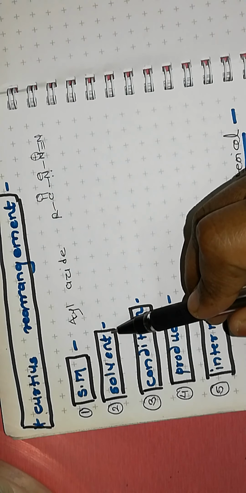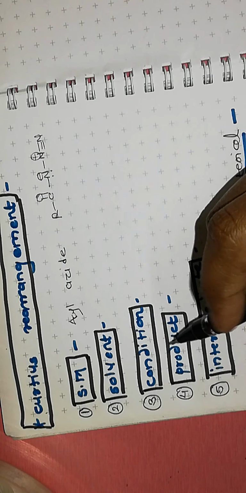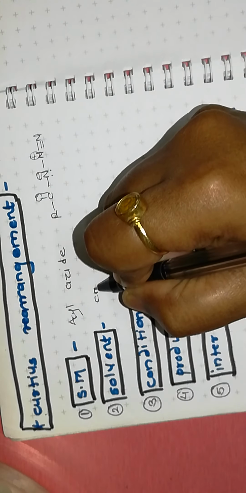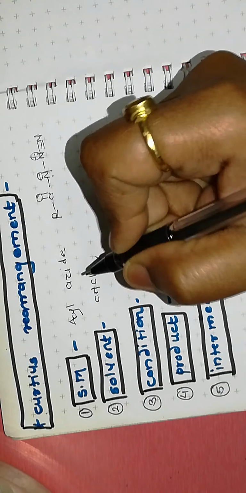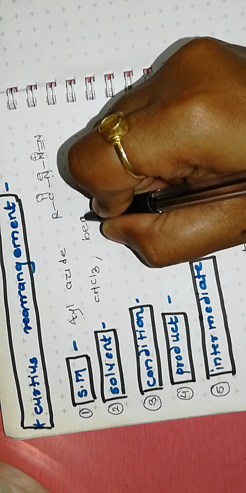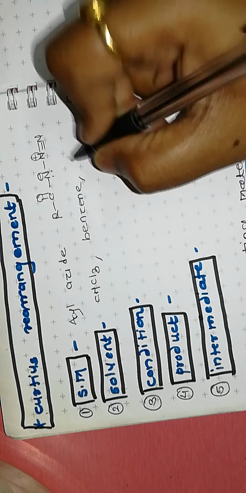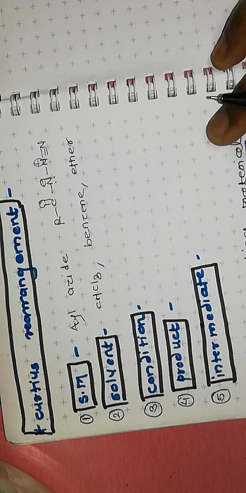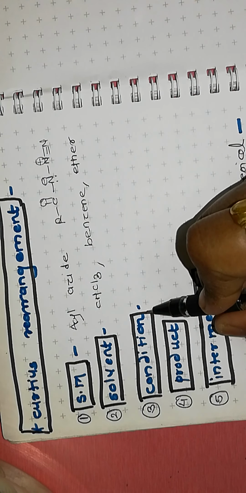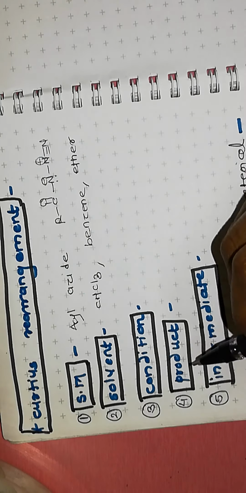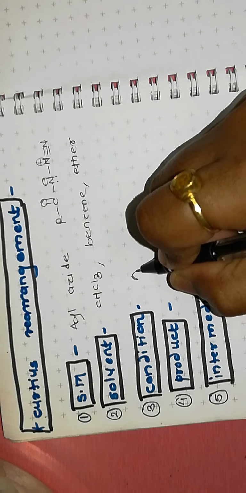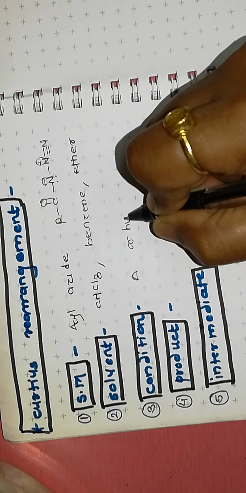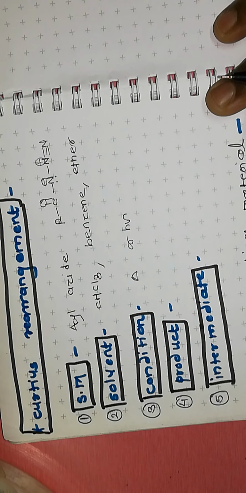Now we can see what is the solvent for Curtius rearrangement. Here non-polar solvent is used for this rearrangement: chloroform, benzene, ether. These are the solvents used for Curtius rearrangement. Now we can see what is the condition for the Curtius rearrangement. Here we use thermal or photochemical condition for this rearrangement.